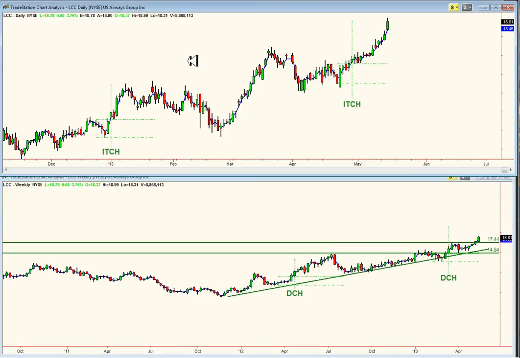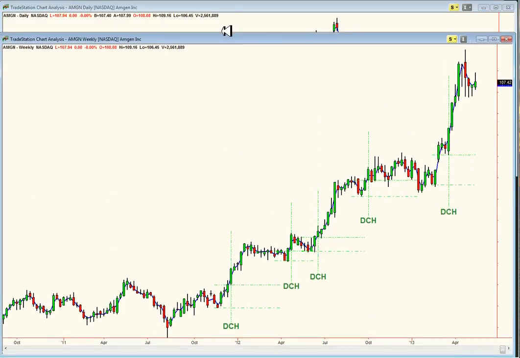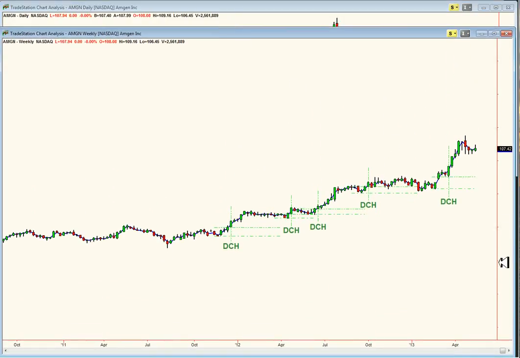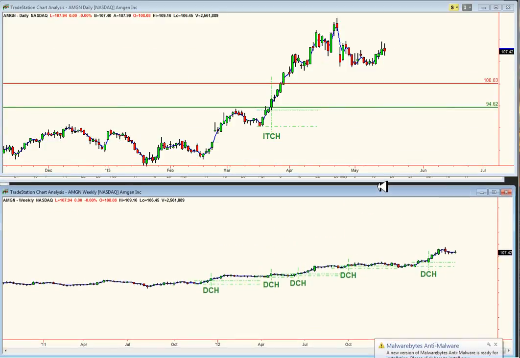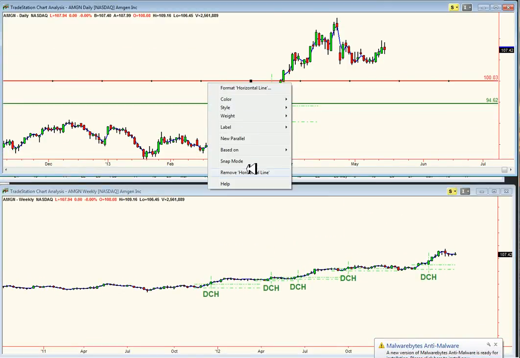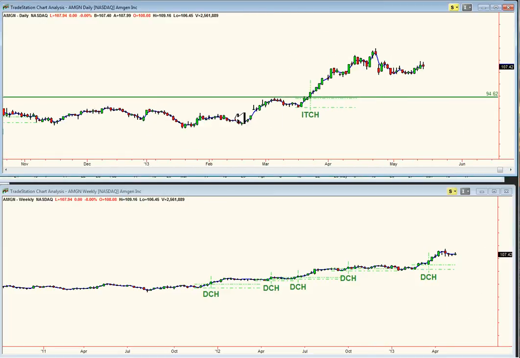How about Amgen? Amgen on the weekly chart, take a look. It broke out, came back, tested that breakout, and then went higher. So when you look at this daily chart, take a look. You can see where we went higher, came back. This was the test from the weekly chart, and then broke out. Gave us a nice trade there.